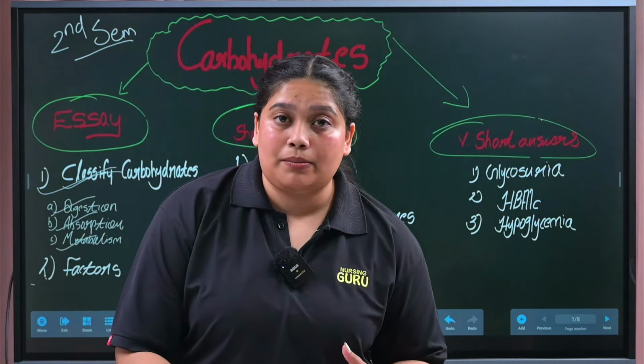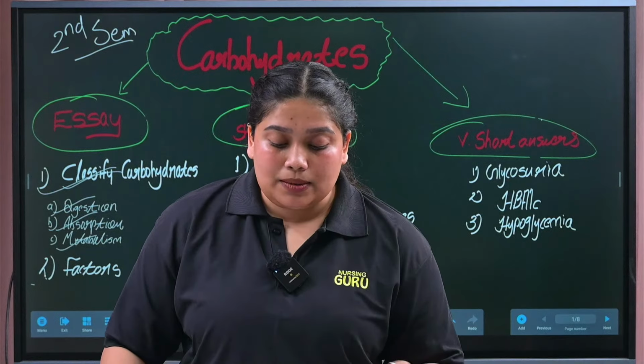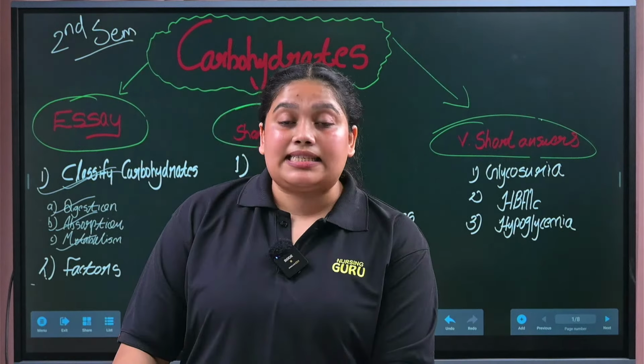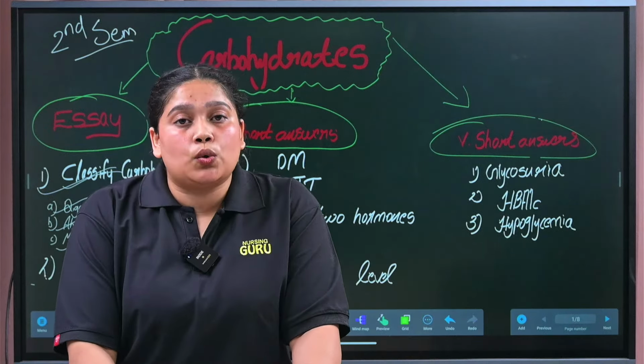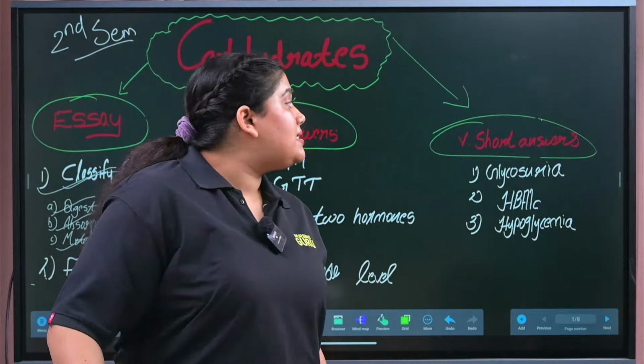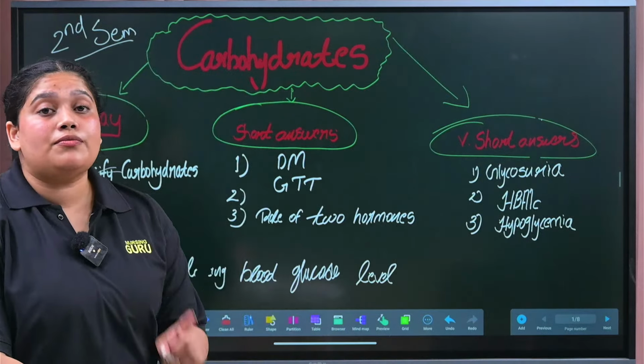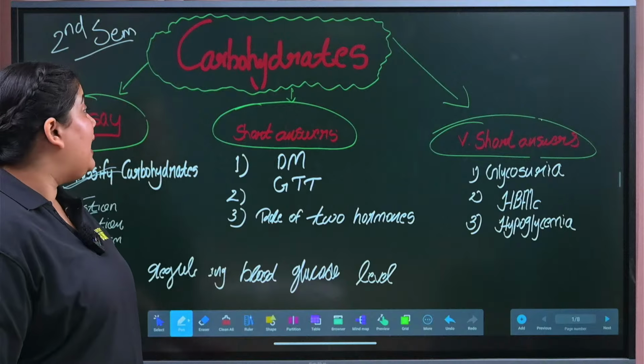Third question: hypoglycemia. What is hypoglycemia? We all know hypoglycemia is a condition where the sugar level is reducing. So you may all know this. These are all the expected questions from our first unit, carbohydrates. Clear?